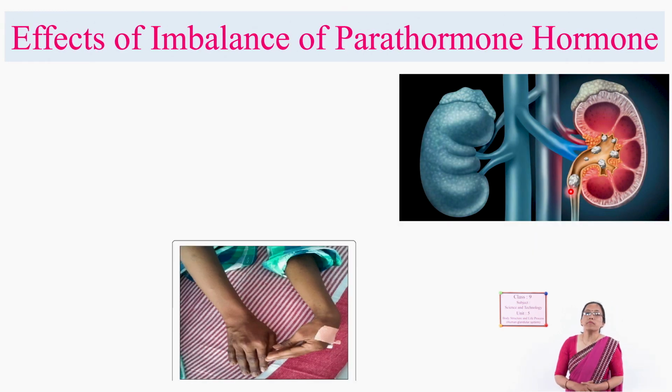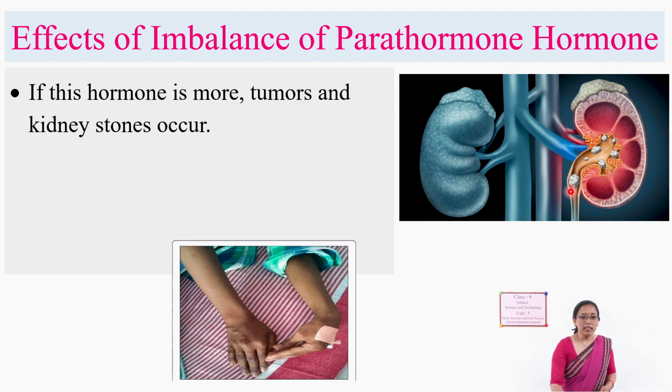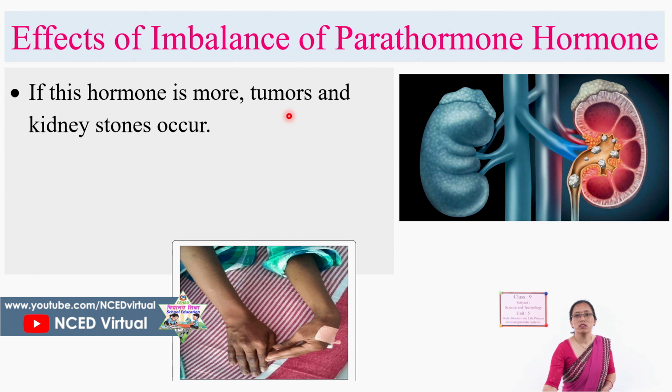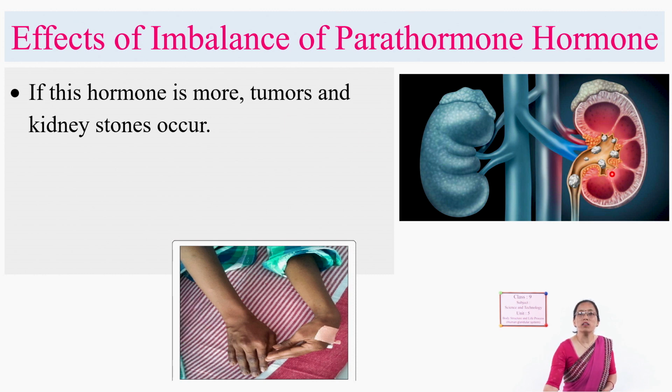If there is an imbalance in the parathormone hormone, what happens? If there is an excessive amount of parathormone hormone, we can see tumors and kidney stones. See here, if there is more calcium in the blood, it will deposit in the kidney somewhere and it may form tumors. Or while filtering the blood in the kidney, that calcium will be deposited in the kidney and form small stone-like structures which are called kidney stones.